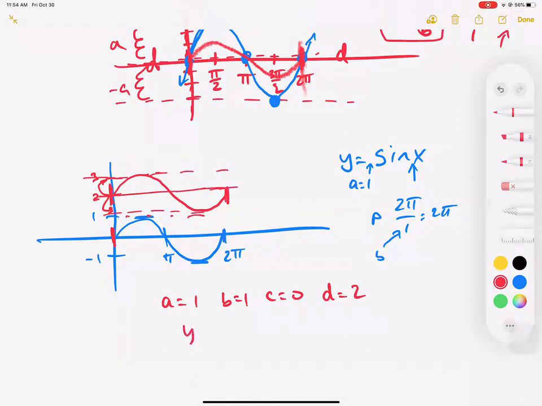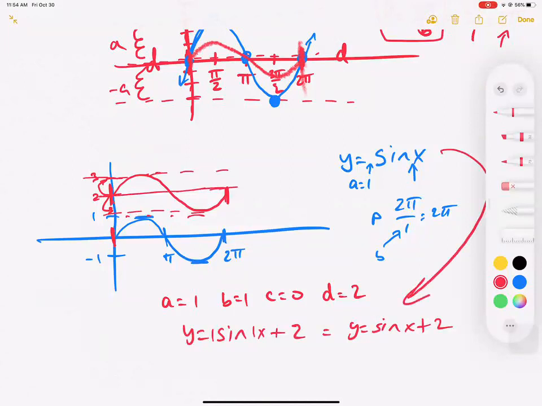This graph is y is equal to sine of 1x plus no c, and then plus d is 2. Or y is equal to sine of x plus 2. It's the same graph as sine, except everything is just 2 levels higher. I raised the octave.